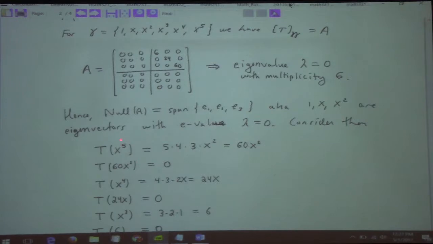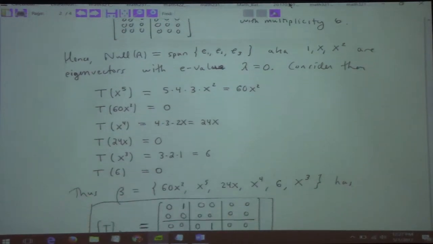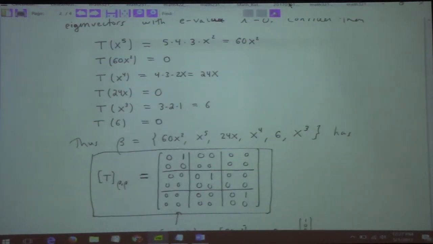So at this point, I've used x to the 5th and x squared in a basis. The next thing would be x to the 4th. That goes to 24x, which gives me the next two things in a basis. Then I'm still left with x cubed. X cubed thrice differentiates to 6. And so there you go. My Jordan basis would be this, and that gives me these 2x2 Jordan blocks, three 2-chains.